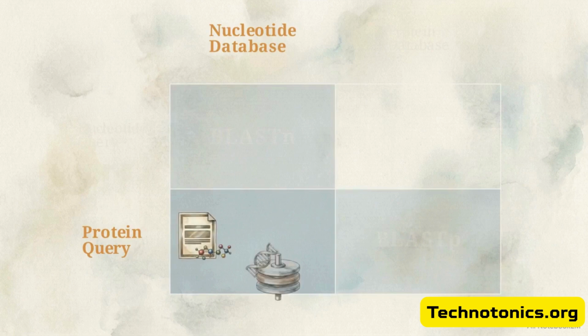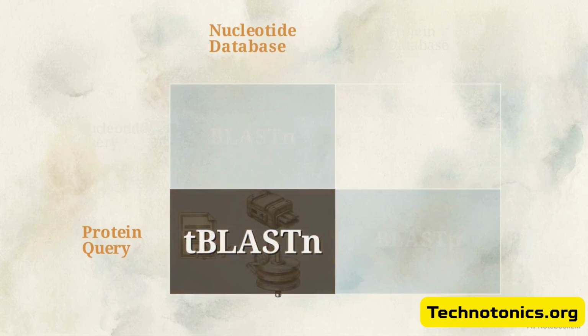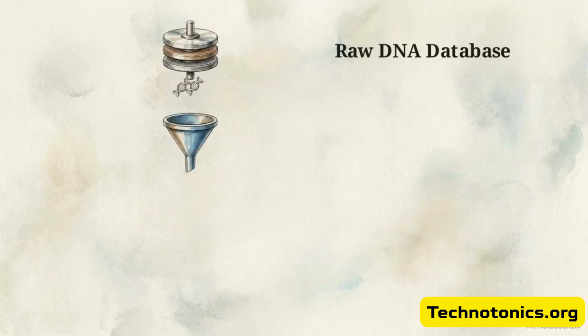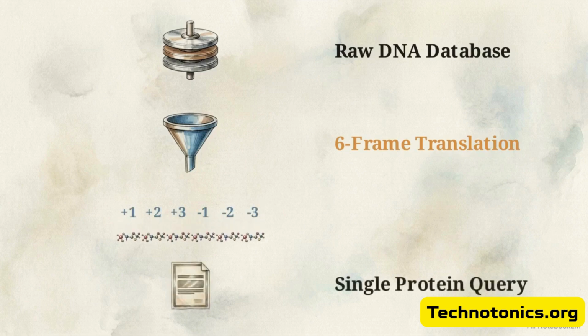The final empty quadrant holds the reverse scenario, possessing a known protein query but needing to search a vast, unannotated nucleotide database. This requires BLASTn. The computation here is inverted. Because the database is raw DNA, BLASTn must translate the entire massive nucleotide database into all 6 reading frames to match the single protein query.